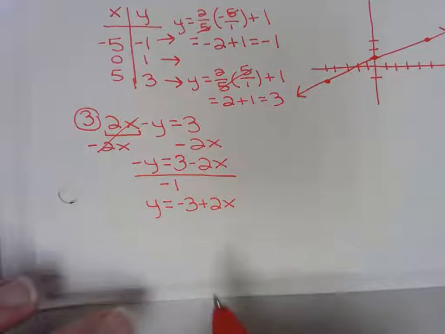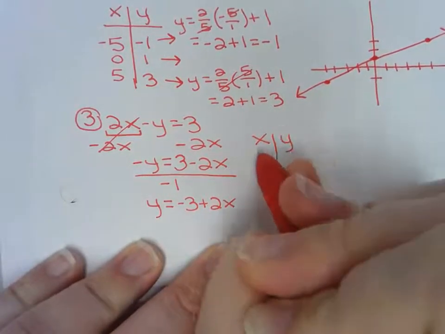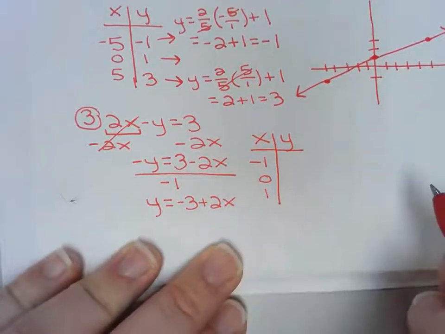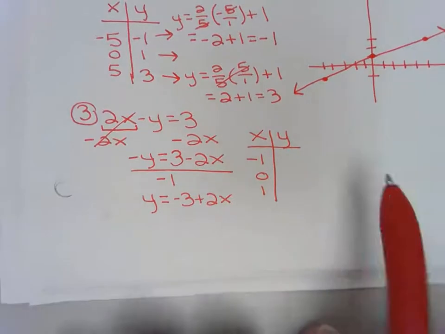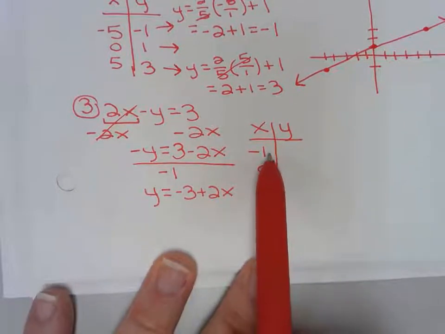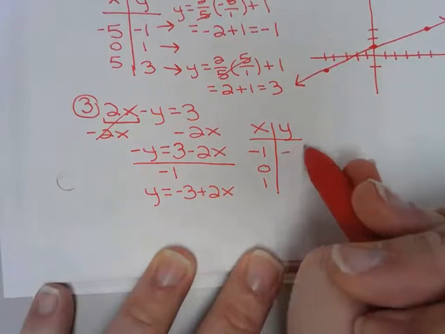Okay, let's graph it real quick. I don't have fractions, so my 3 easiest x values would be what? Negative 1. Yeah. If I plug in negative 1, I'm just going to do this one in my head. If I plug in negative 1 for x, I'm going to get back what for y? 2 times negative 1? Negative 3 minus 2. Negative 5.